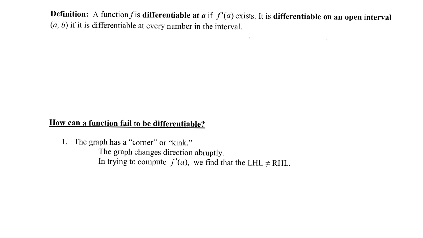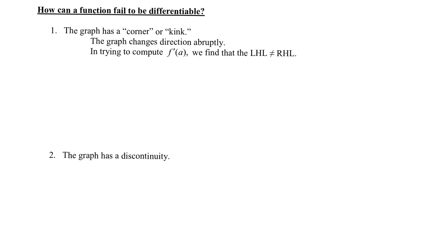So what we need to be concerned with is what could cause a function to not be differentiable. Because with calculus, we're going to be differentiating functions all the time, so we need to be aware of some of the cases where a function doesn't have a derivative, or doesn't have a derivative at a particular point. So how can a function fail to be differentiable? Well, the graph has a corner or a kink, meaning that the graph changes direction abruptly. When we try to compute f prime of a, we'll find the left-hand limit does not equal the right-hand limit, which means that the limit doesn't exist, remember?